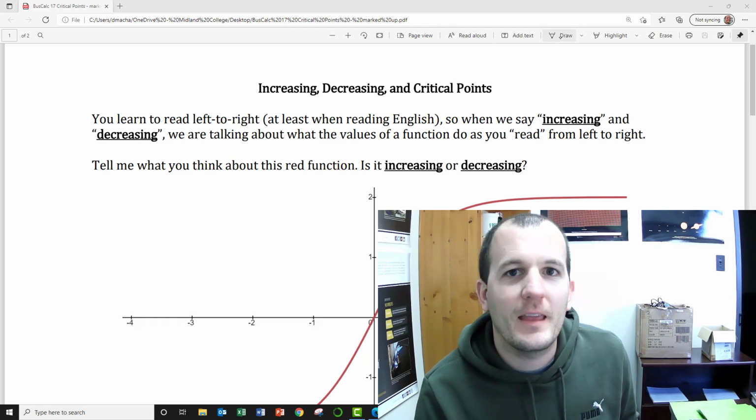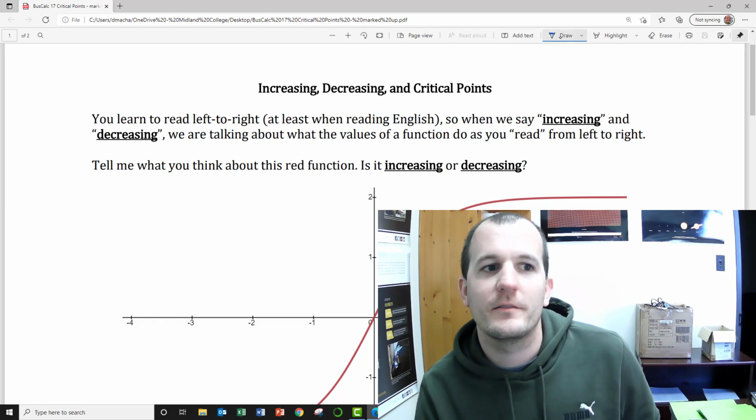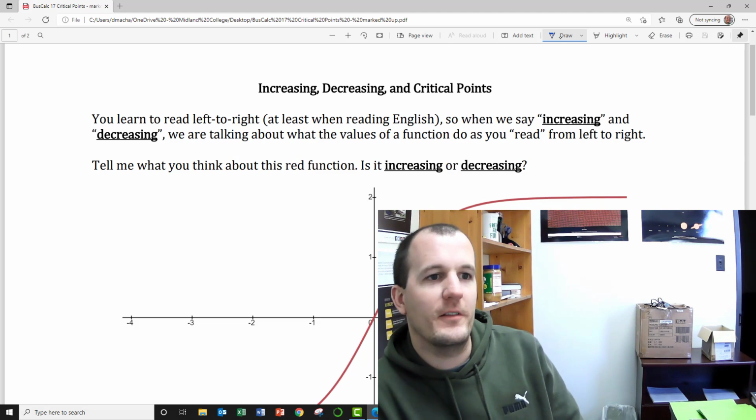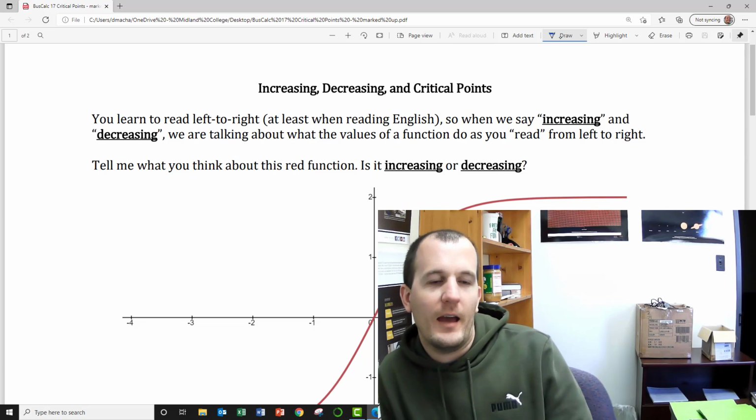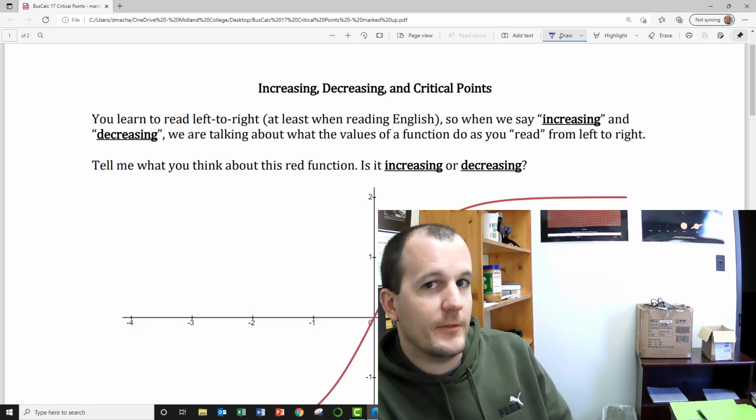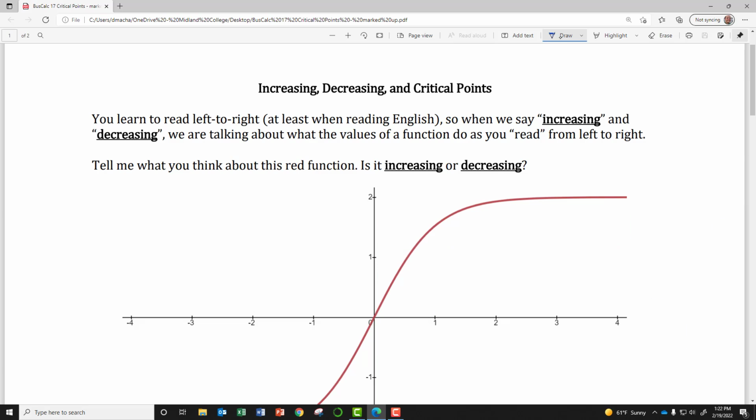Hi everyone. In this video we're going to be going over the concepts of an increasing function, a decreasing function, and also critical points of a function. So you probably learned to read from left to right if you learned to read in English. So whenever we say the words increasing and decreasing, what we're talking about is what the output values of a function are doing as we read from left to right.